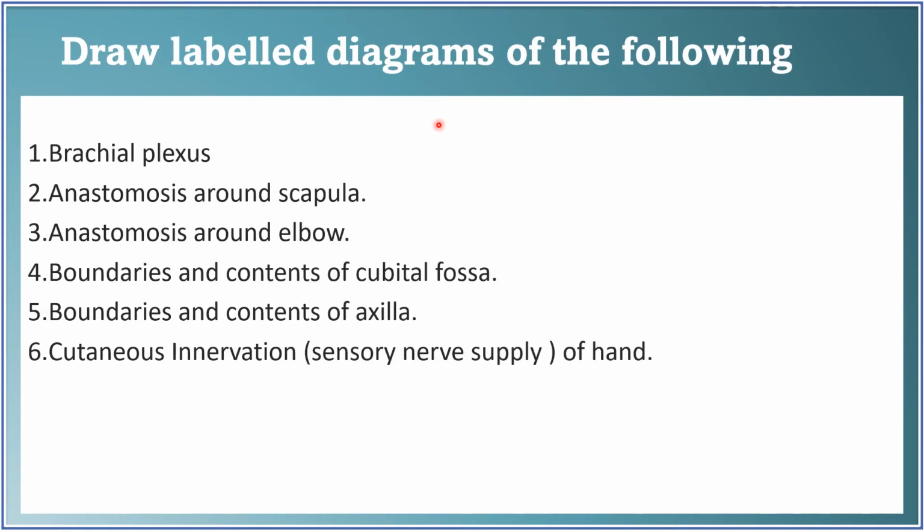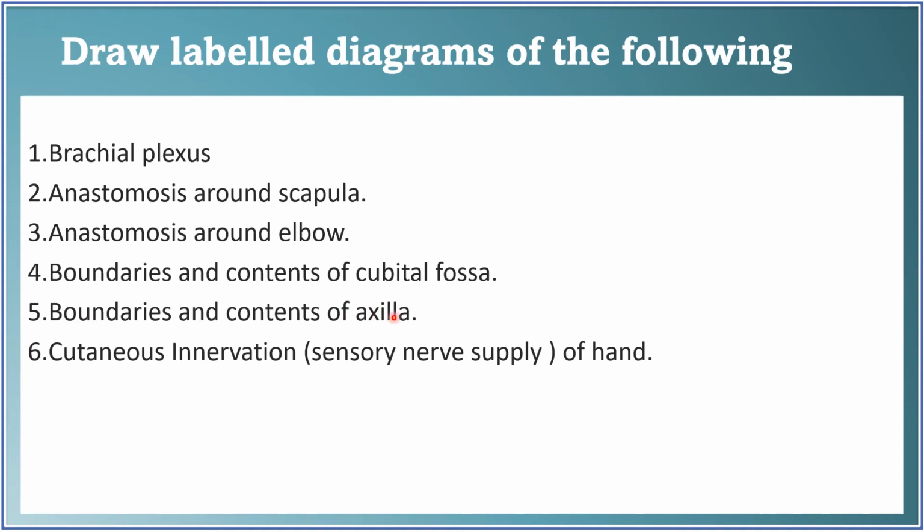In some universities or medical colleges, one question is asked: draw label diagram, right? So these are the common topics on which the diagrams are asked, and these are: draw label diagram of brachial plexus, anastomosis around scapula, anastomosis around elbow, right? These two can also come as short notes, right? Then draw label diagram of boundaries and contents of cubital fossa. Again, remember here when boundaries are asked, and if it is for 3 or 4 marks, you're also supposed to draw the roof and the floor also.